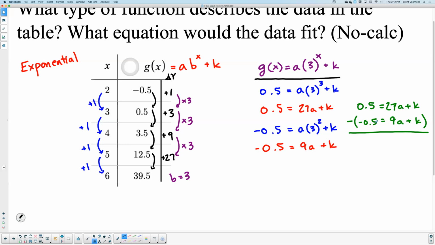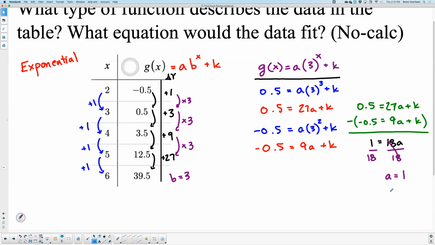This is a negative of a negative. So what do I do with that 0.5? Add it. What's 0.5 plus another 0.5? 27 minus 9. 27a minus 9a's. 18a. And so what does a actually equal here? One over 18. I agree with you.